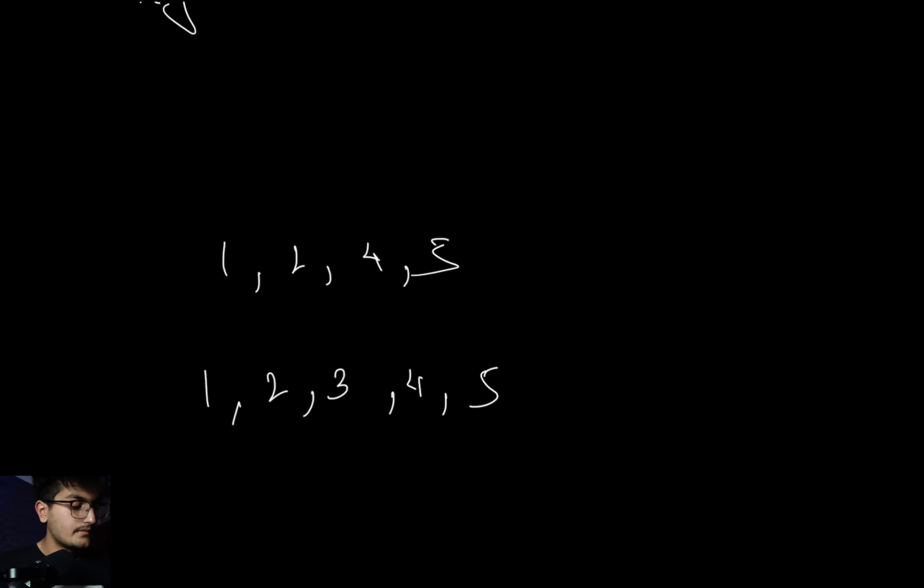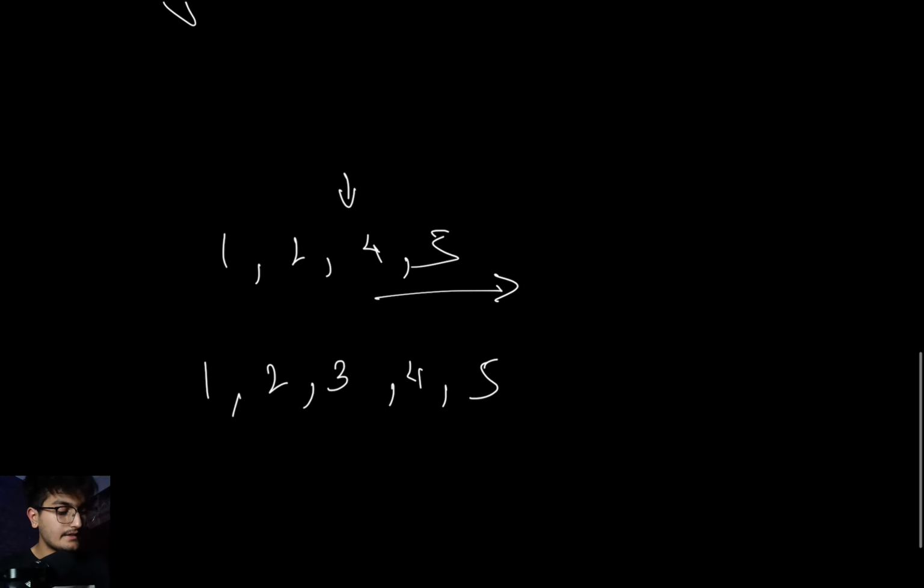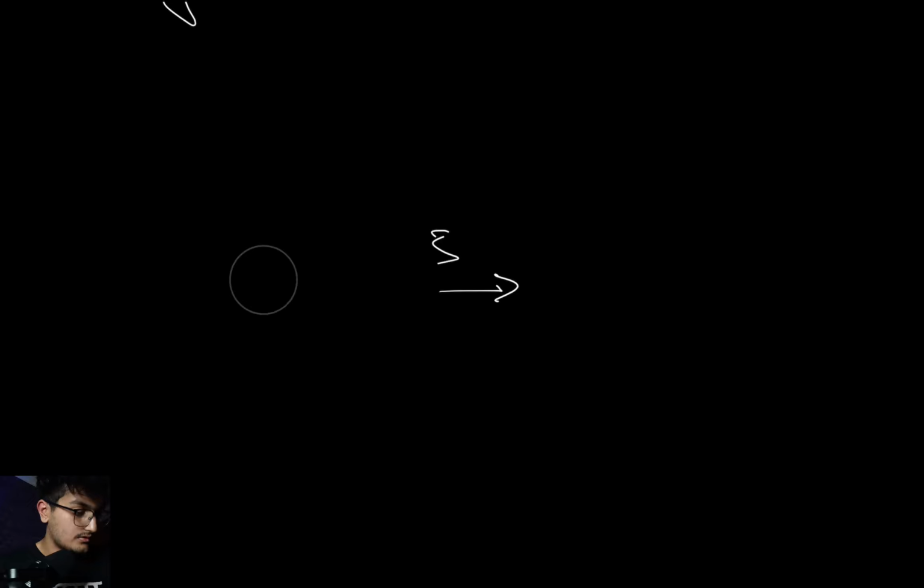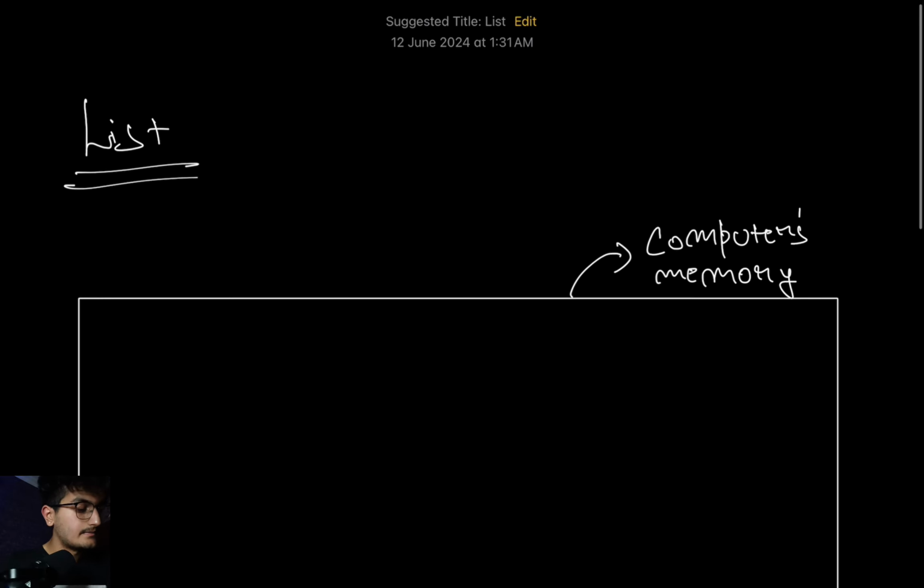Alright, so what exactly are we doing? We are pushing them to the right side. In order to insert something here, we are pushing these elements to the right side, and it increases the cost of processing. What I mean by it is that it is not efficient. So here comes the list.